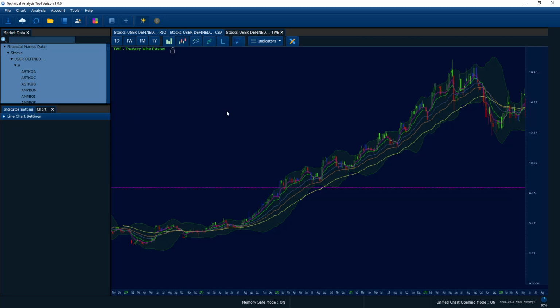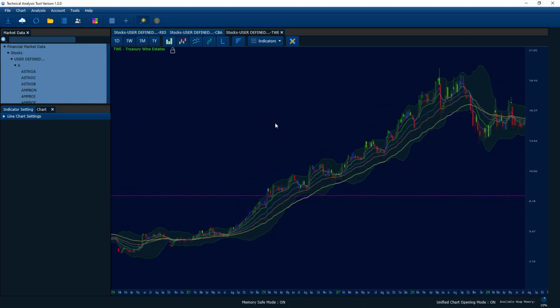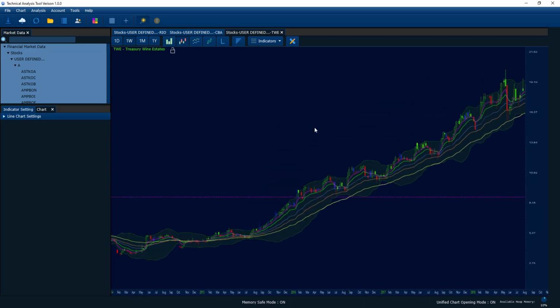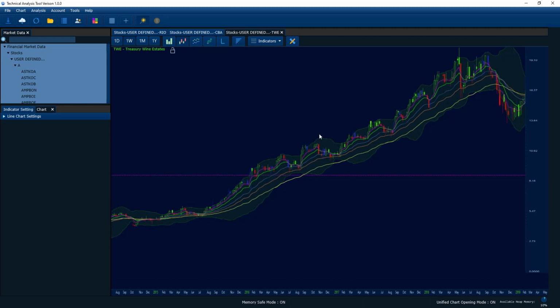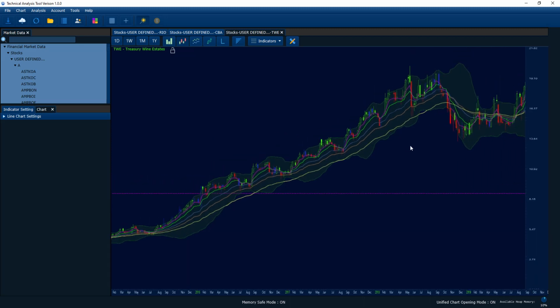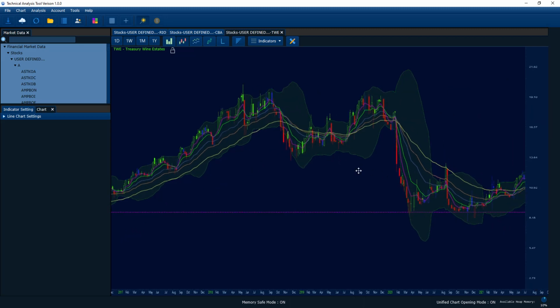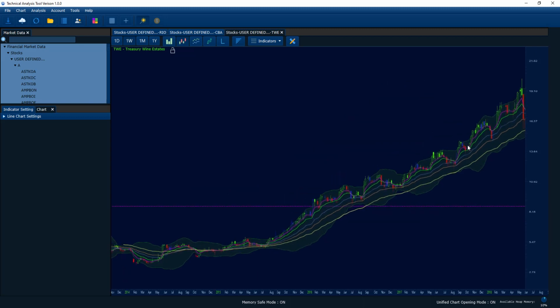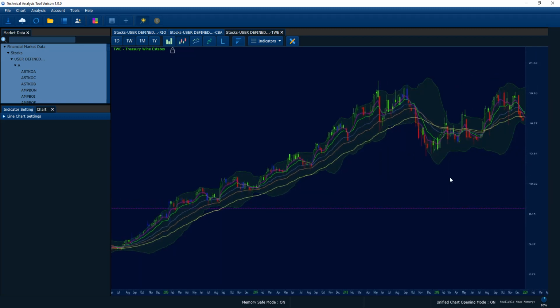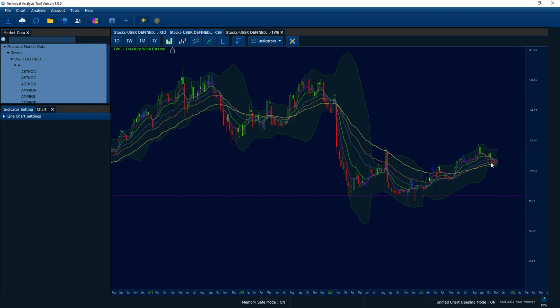Hopefully you will think this setup is useful, and you can set up your chart similarly to mine here. Whenever you open the chart with these settings, you very clearly see the current position of this particular security. Is it above which EMA? Is it overbought at the upper Bollinger Band or oversold at the lower Bollinger Band? So you know what the current situation is.